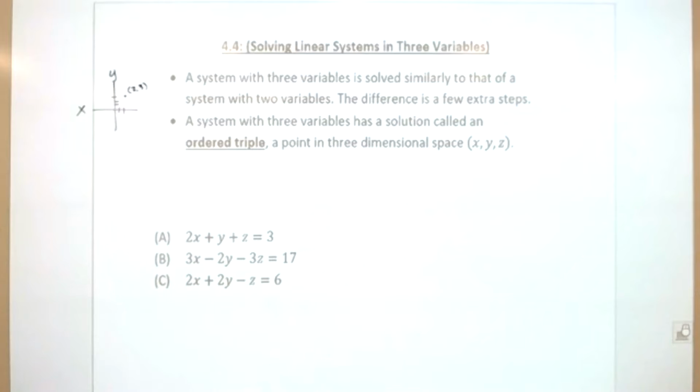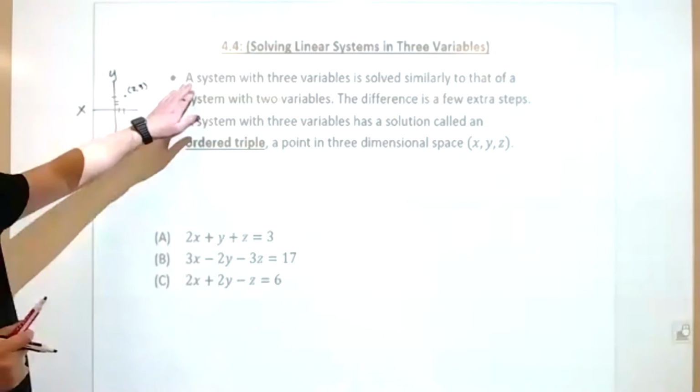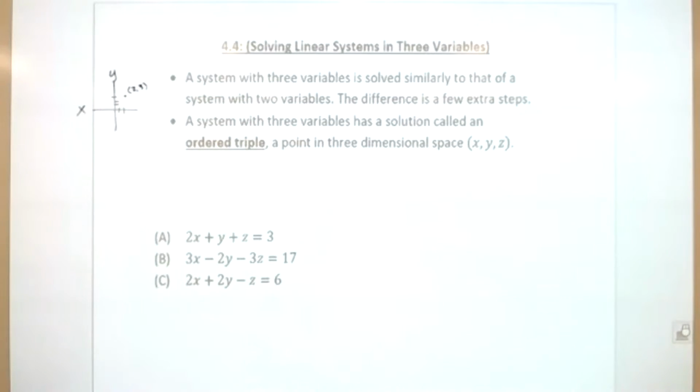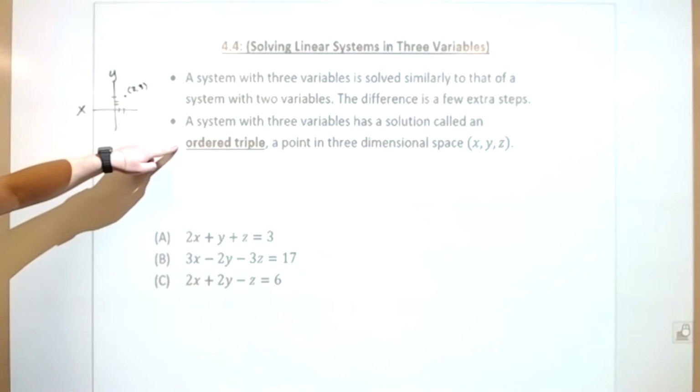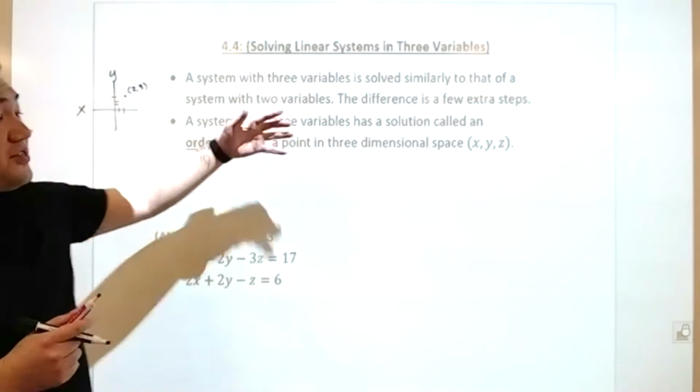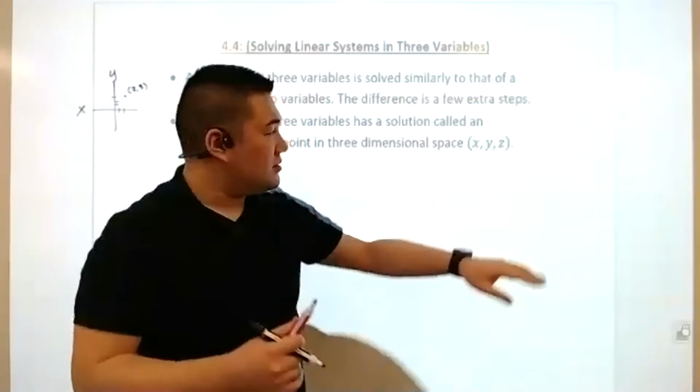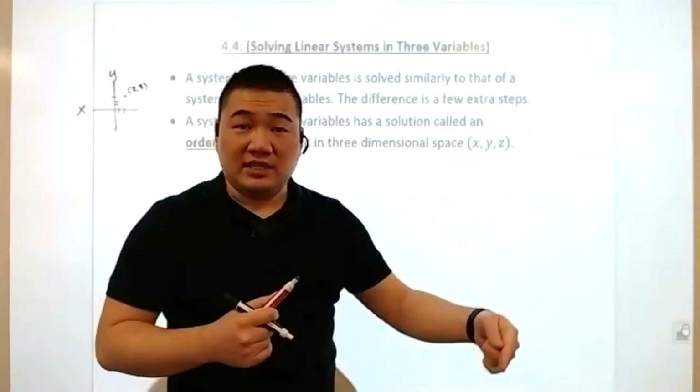But now we're working in a system with 3 variables, which is solved similarly to a system with 2 variables, with a couple extra steps at the beginning and then a couple at the end. But our solution now is, instead of an ordered pair, which is what this is, going to be an ordered triple, a point in 3-dimensional space: x, y, and now z.